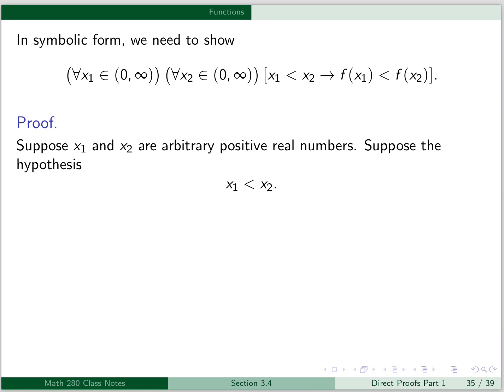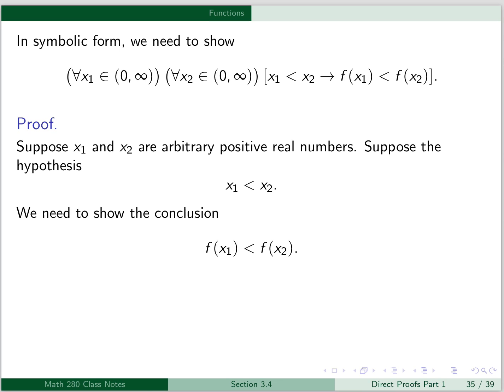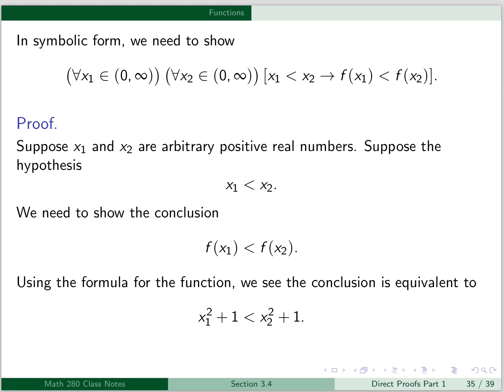This is another universal statement, so we'll start with a proof by arbitrary element. We suppose x1 and x2 are arbitrary positive real numbers. We suppose the hypothesis x1 is less than x2. We then need to show the conclusion f of x1 is less than f of x2. Using the formula for the function, we can see that the conclusion is equivalent to x1 squared plus 1 is less than x2 squared plus 1.